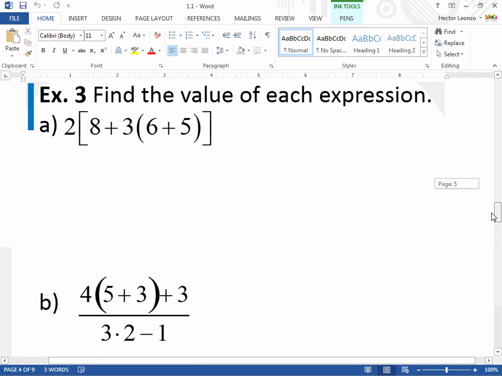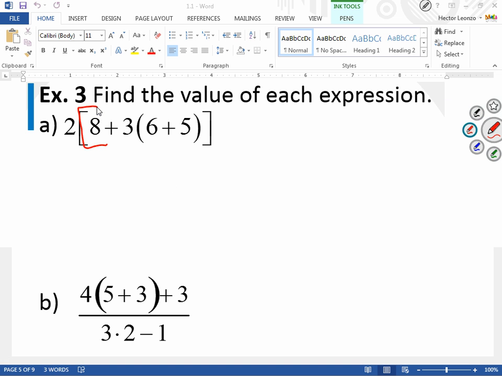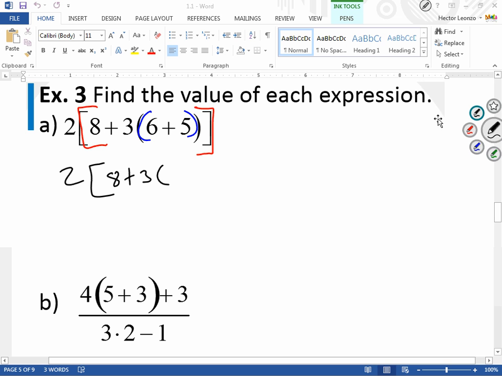Even if I put it like this, there's a few examples there. So I'm going to think of groups first, and I see there's a group, right? It's represented as a bracket, but inside the group, there's even a smaller group. So I'm going to work the smaller group, which in this case is 6 plus 5. 6 plus 5 is 11. So let me copy what I have. I'm not going to deal with the 2 first. I'm not going to deal with the big group yet. So I have 8 plus 3 times 11.